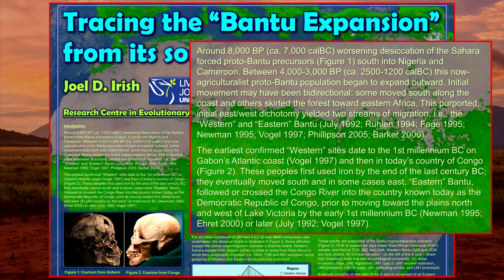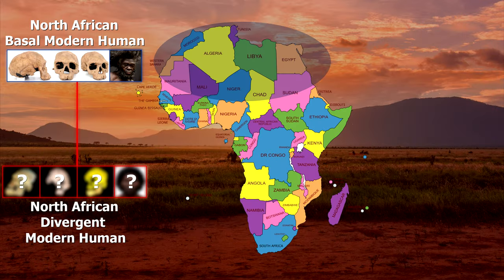Joel D. Irish's overall conclusion is that West Africans and Bantu peoples descend from peoples who inhabited the Sahara, which is in North Africa, prior to 8,000 years ago. However, as the Sahara transformed from an environment of grass, trees, and lakes into a desert starting 8,000 years ago, these prehistoric peoples migrated southwards for greener pastures. Therefore, it is highly likely that West Africans have ancestry from the North African divergent modern humans.